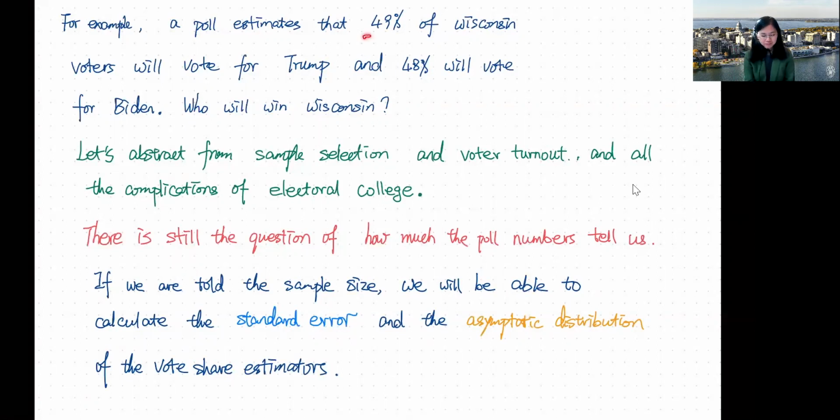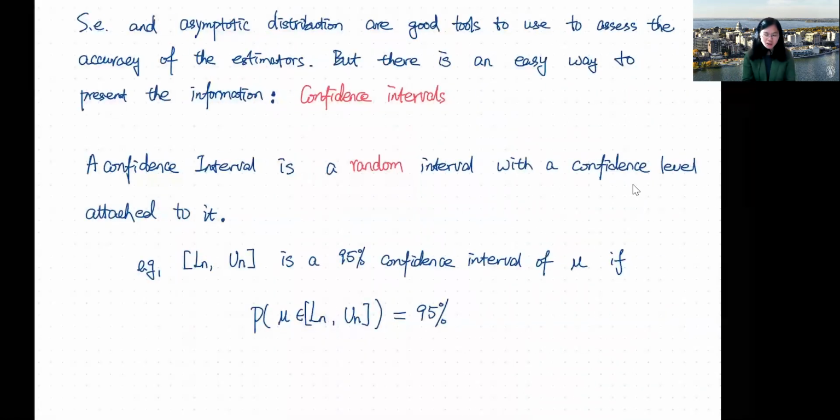These poll numbers are realizations of vote share estimators based on a sample from the population. If we know the sample size, then we should be able to calculate the standard error of the vote share estimators, and we can also obtain an asymptotic distribution of the vote share estimators. That will be a lot of information, and those are very useful. So asymptotic distribution and standard error are very useful tools to assess the accuracy of the estimators.